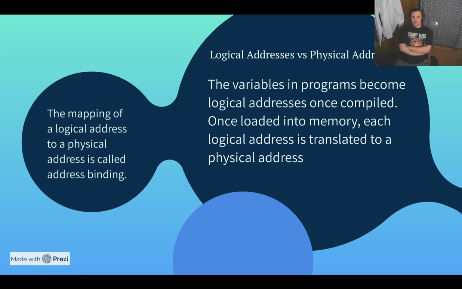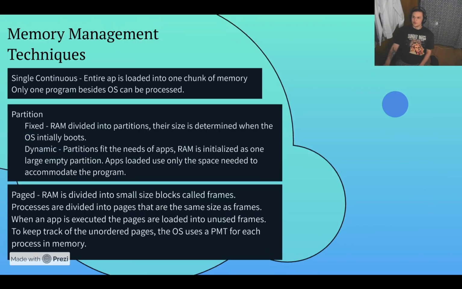When the variables in a program are compiled, they become logical addresses. Once that program is loaded into memory, all of the logical addresses are translated into physical addresses. The mapping of a logical address to a physical address is called address binding. A physical address is another name for a memory address, and a logical address is another name for a virtual address. If you're familiar with C, a pointer is pointing to a logical address once it's compiled. So let's go into memory management techniques.